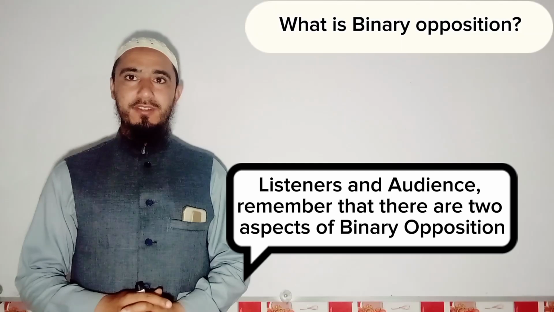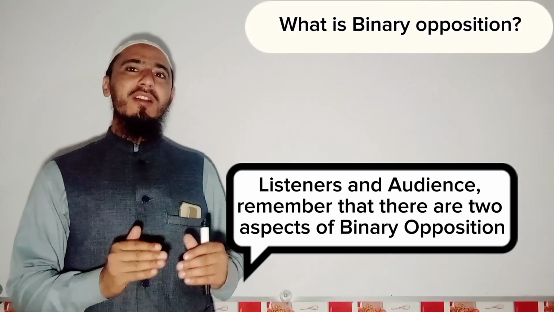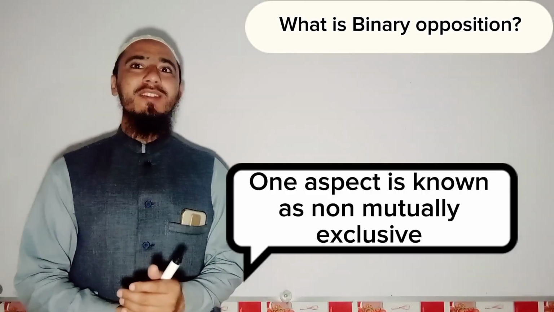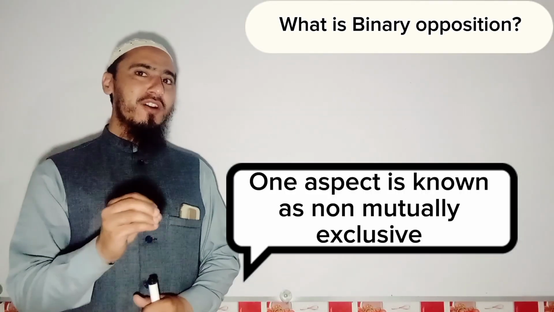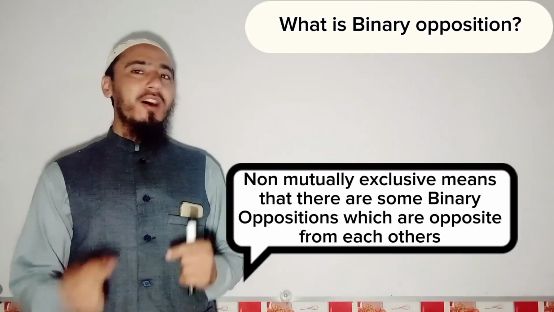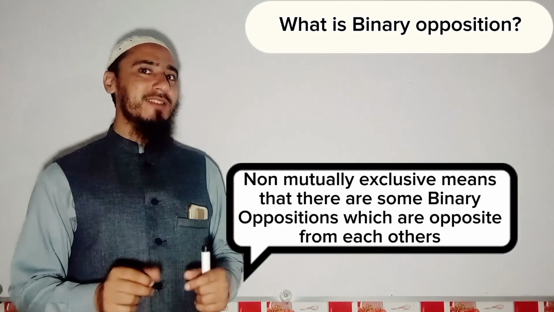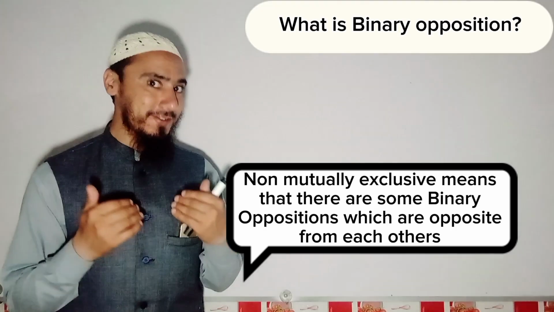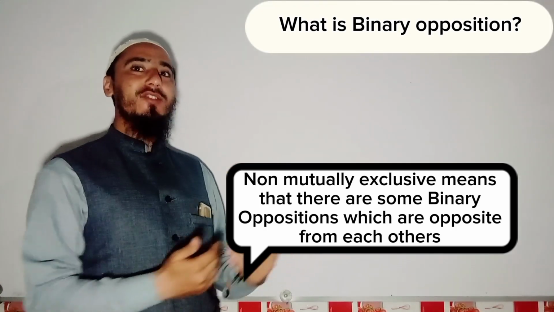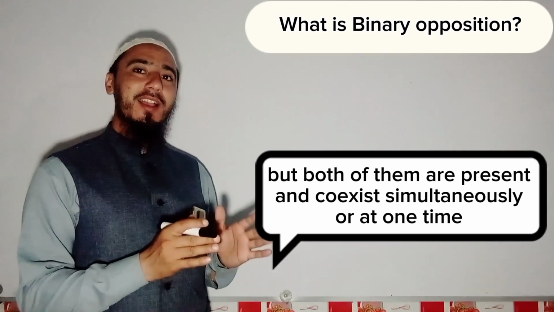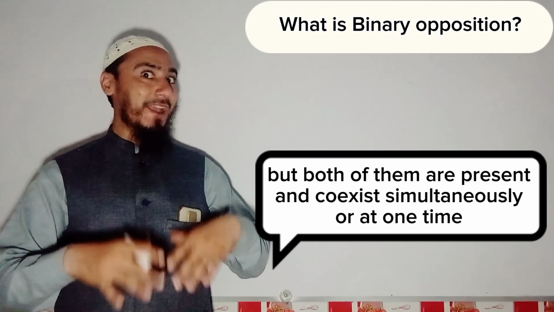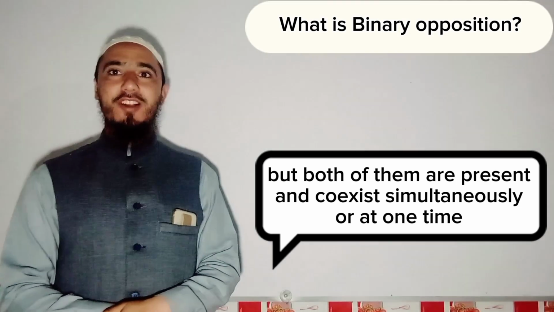Listeners and audience, remember that there are two aspects of binary opposition. One aspect is known as non-mutually exclusive. Non-mutually exclusive means that there are some binary oppositions which are opposite from each other, but both of them are present and coexist simultaneously or at one time.